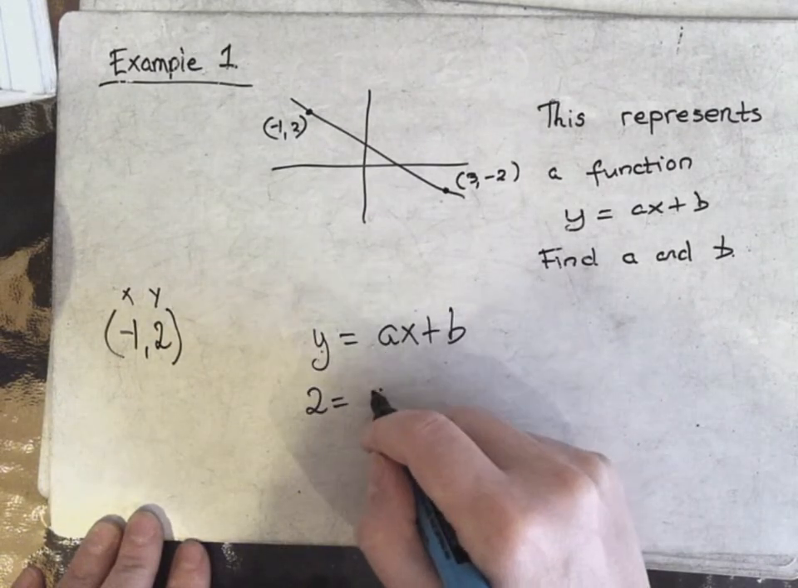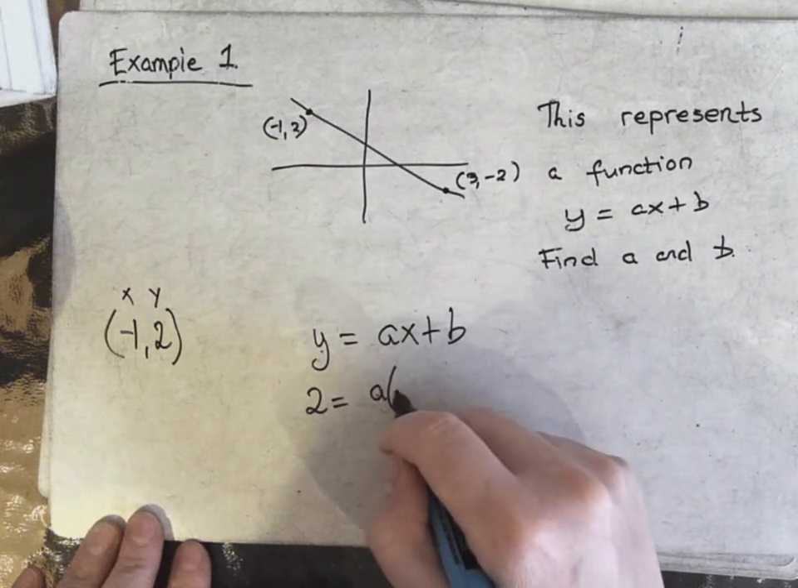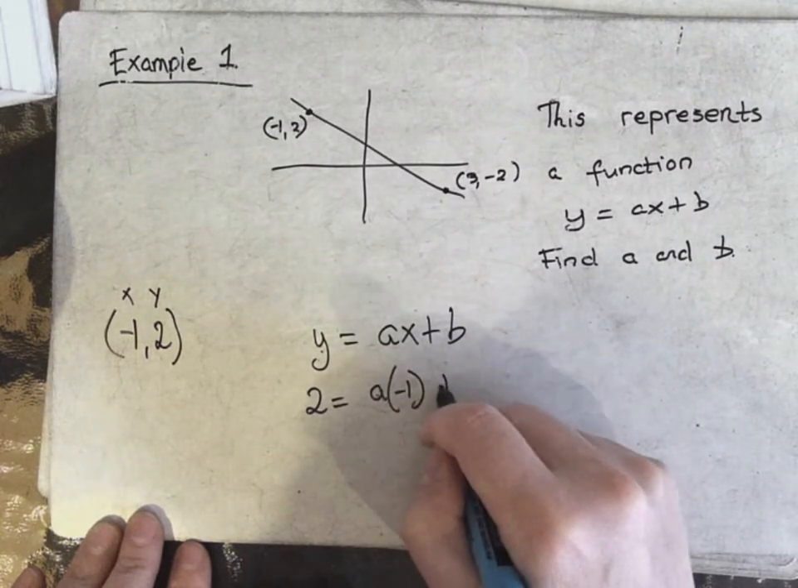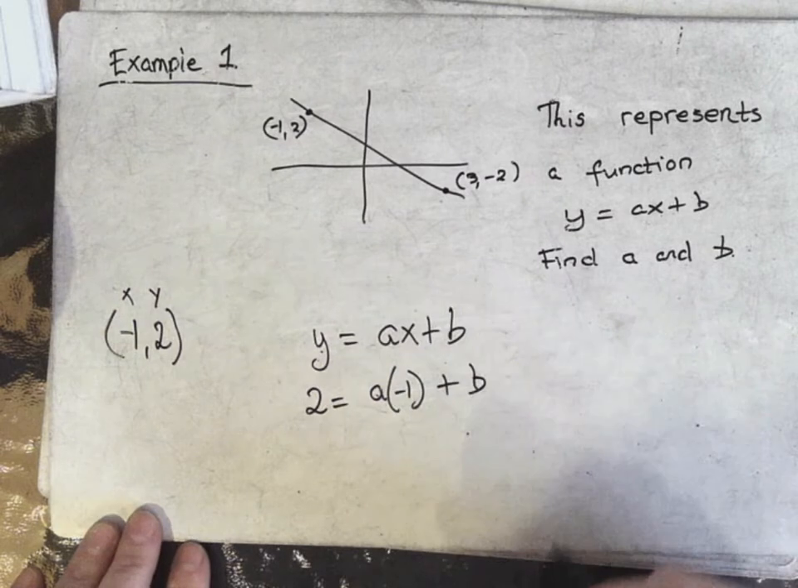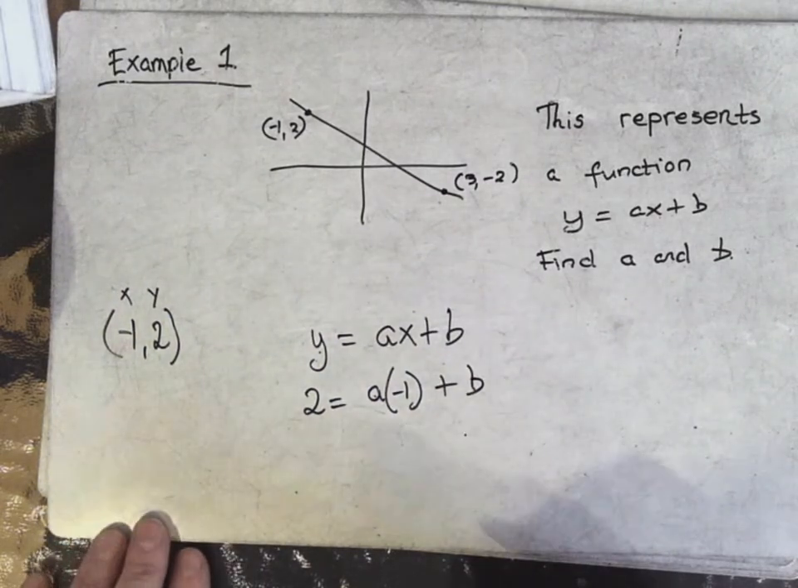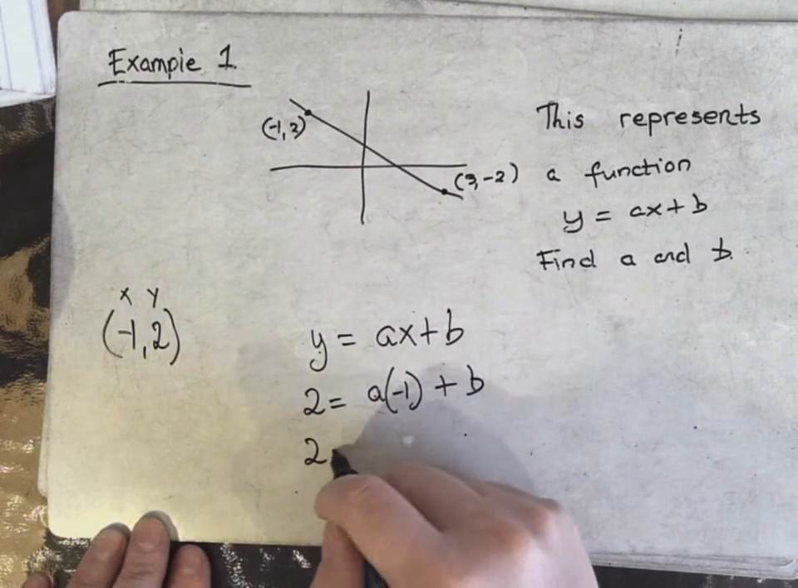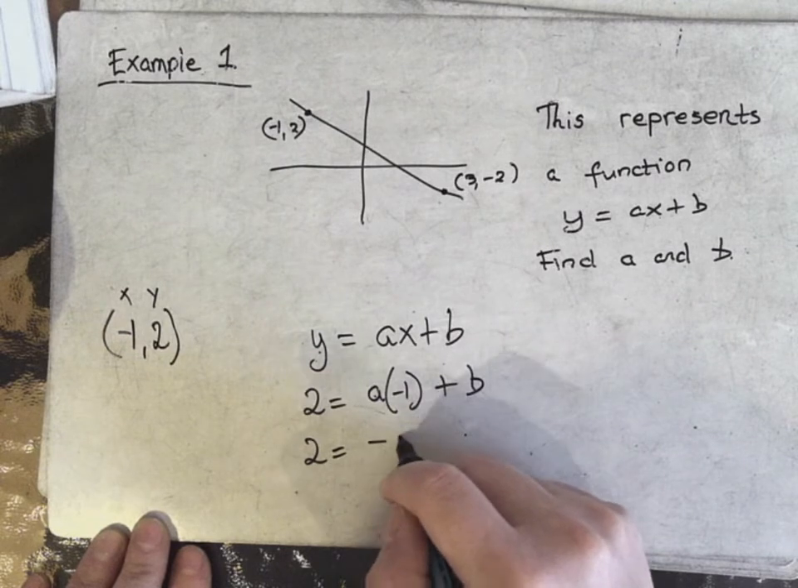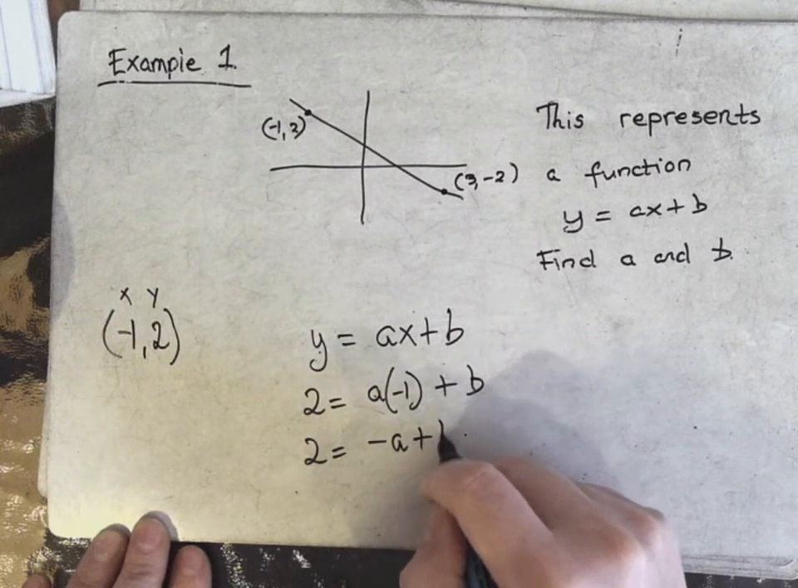I don't know what a is, right? Instead of that x, I'm putting in a minus 1. And then I don't know what b is, so I can't fill in there. Okay, I'm going to play around with that. So I go 2, a by minus 1 is just minus a plus b.